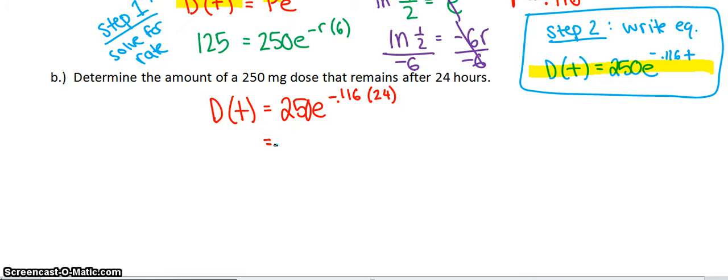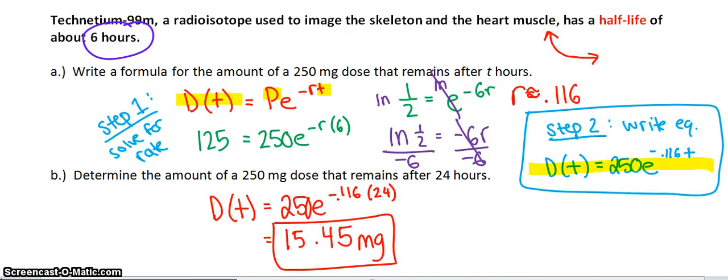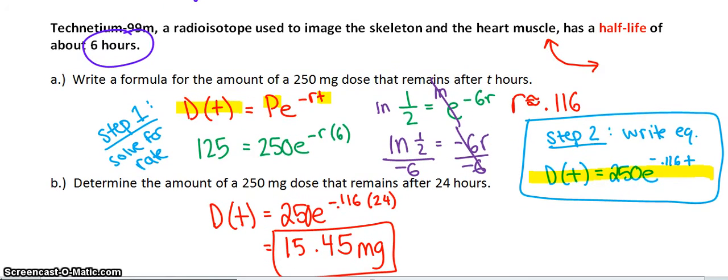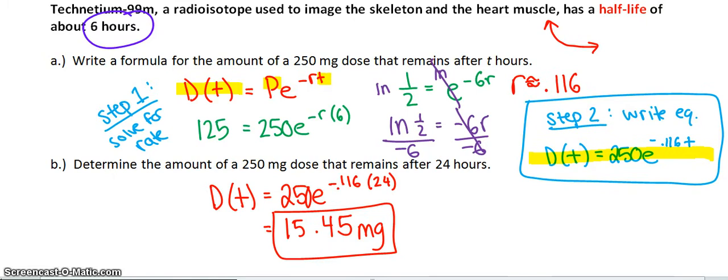So this I'll just plug into my calculator, which I'm going to do off to the side, and get a decimal answer. So if I do that, I got 15.448-ish. Okay, so I'll just round that to 15.45. So that's the amount of milligrams left after 24 hours, which makes sense because after 6 hours, it's going to be half its original value. So after 6 hours, it's like 125. After 24 hours, it's a lot more hours. It's got to be a lot less than that. So there are 15.45 milligrams left.